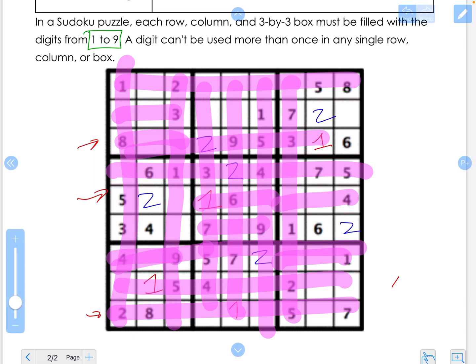And so that's how we work through Sudokus, and that's how we use our deductive reasoning and use the rules to find out where things go in a logical order.